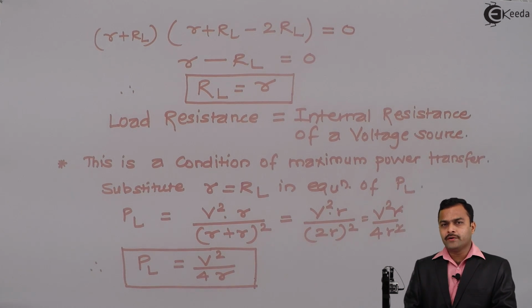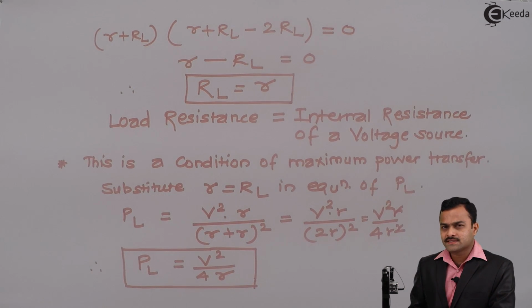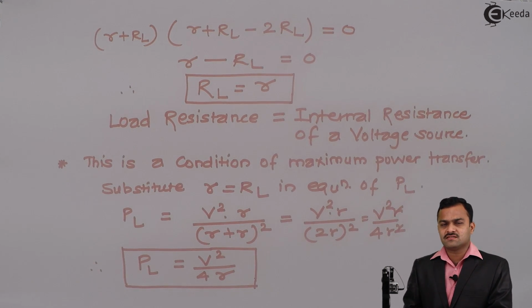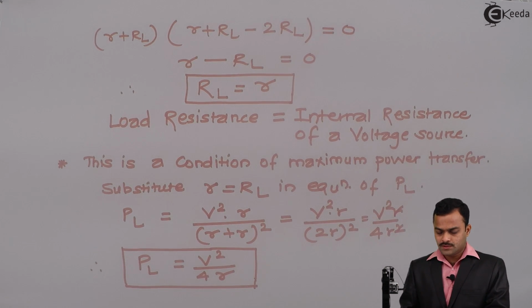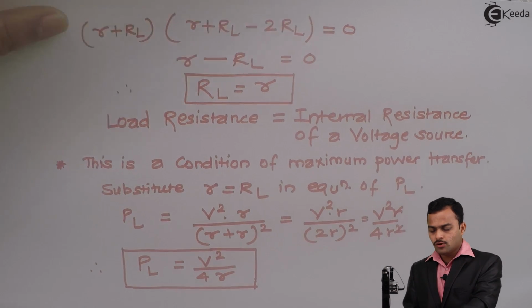So every source has its capacity to transfer a maximum power, and that is given by its open end voltage squared divided by 4 into its internal resistance. Now how are we going to use this while solving a problem? For that, let us go back to Thevenin's theorem.